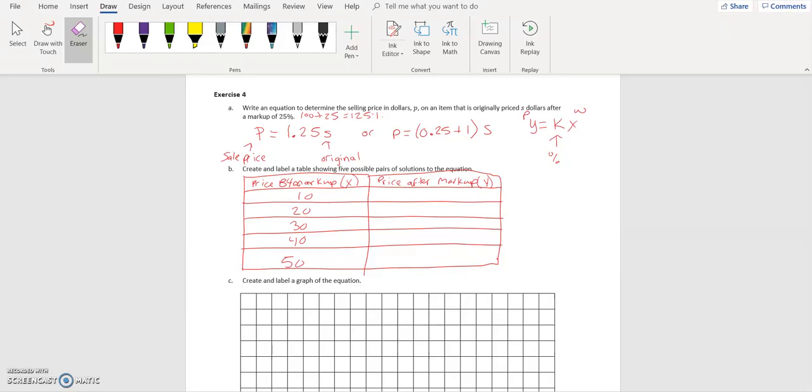Okay, so we're looking here at exercise number 4, and all we were doing was taking this equation, making a table with it, and making up some random values for x. We just happened to use 10, 20, 30, 40, and 50 because they were simple. Now we need to find our y, or in this case, our P, that's what we're going to have in dollars, our sale price.